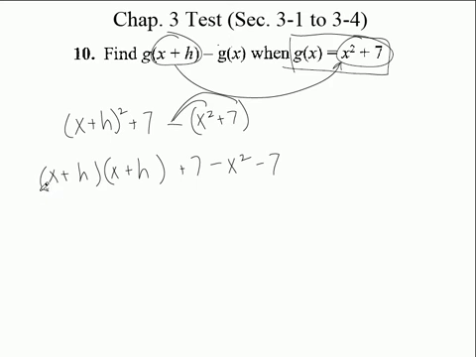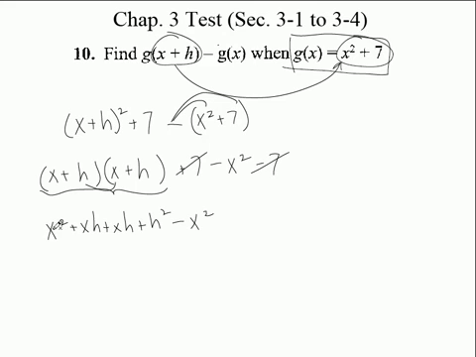Let's do this though. All right, we're going to do FOIL with this thing right here. It's going to be first, outside, inside, last. That's going to be first x squared. Outside is plus xh. Inside right here is another xh, and then the last is h squared. All right, look what happens here. The plus 7 and the minus 7 add up to 0, and then you got a minus x squared right here.